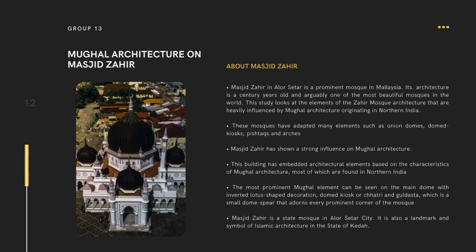Masjid Zahir has shown a strong influence of Mughal architecture. This building has embedded architectural elements based on the characteristics of Mughal architecture, most of which are found in northern India. The most prominent Mughal elements can be seen on the main dome with inverted lotus-shaped decoration, the dome kiosk or chhatri, and the guldasta, which is a small dome sphere that adorns every prominent corner of the mosque. Masjid Zahir is a state mosque in Alor Setar city. It is also a landmark and symbol of Islamic architecture in the state of Kedah.